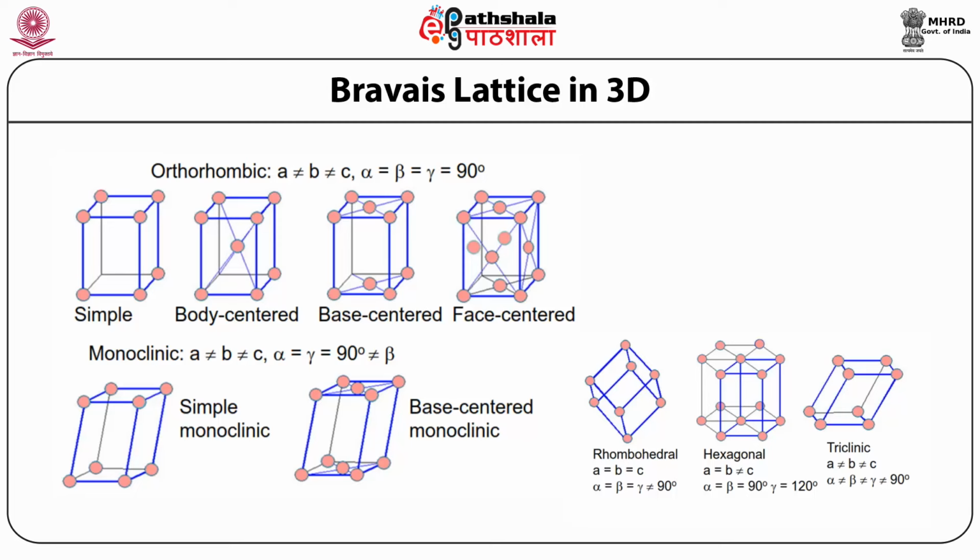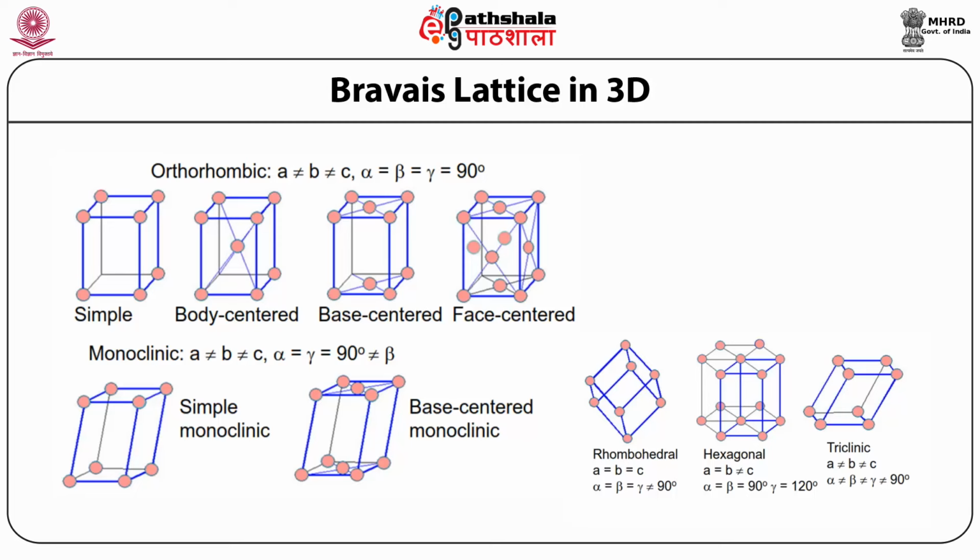In orthorhombic, now you can see that none of these dimensions is the same. It means A is not equal to B is not equal to C, though alpha is equal to beta is equal to gamma is 90 degrees. All angles are 90 degrees, but all 3 axes are different. Like this is also shown in simple, body centered, base centered and face centered geometry. So there are 4 of this orthorhombic type.